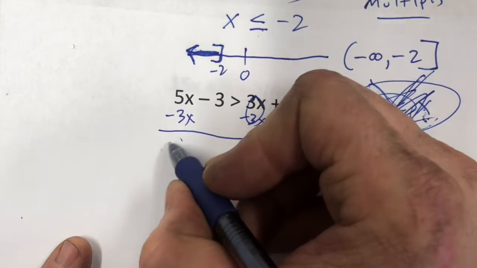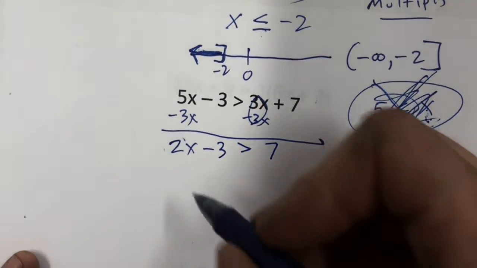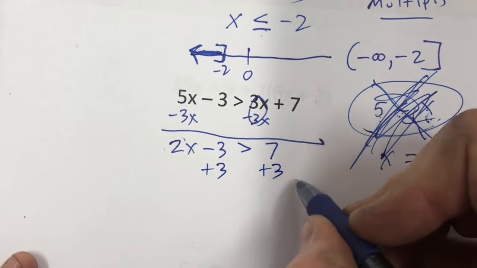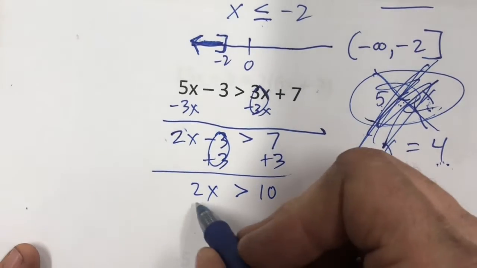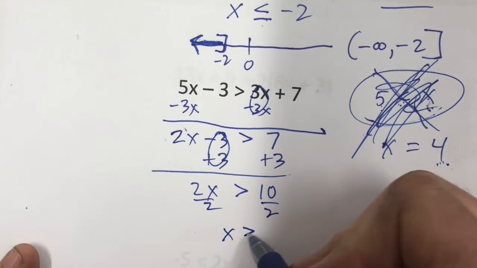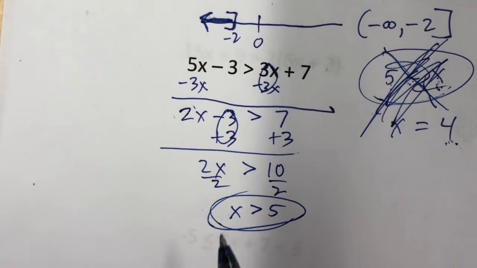So when I subtract 3x, it gives me this. And now I can add the 3, which makes that go away, and 2x is greater than 10. And then I can divide by 2, and x is greater than 5. There's my inequality. We want the variable on the left side.